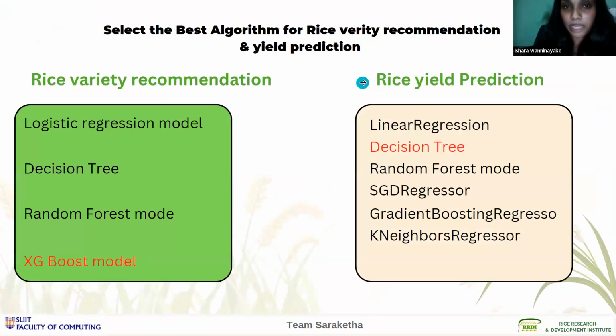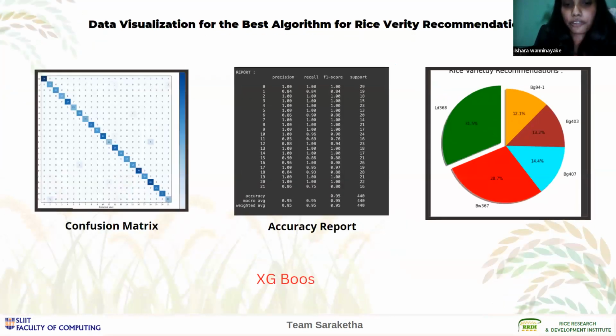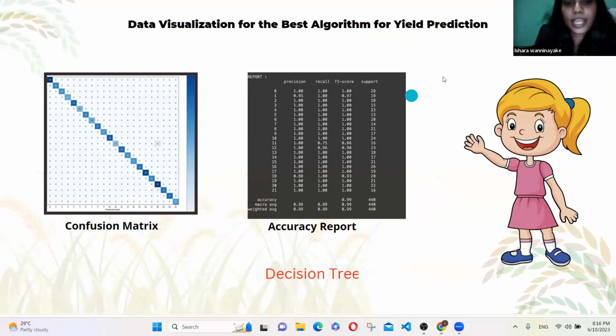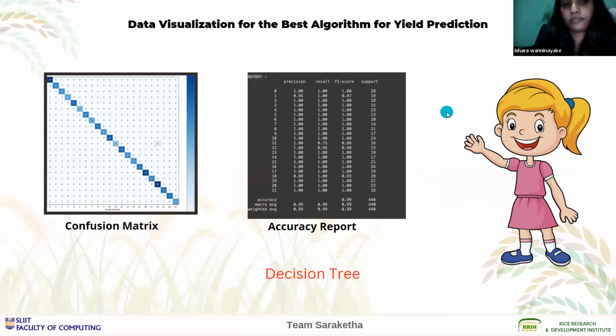And for the suitable rice variety selection and the yield prediction, we use these machine learning-based algorithms. For the rice variety recommendation, we use logistic regression, decision tree, random forest, and XGBoost models. And these are the models we use for the rice yield prediction. By considering loss value and the accuracy, we select the XGBoost model for the rice variety recommendation. And this is the data visualization for the XGBoost model. And this is the data visualization for the yield prediction decision tree model.